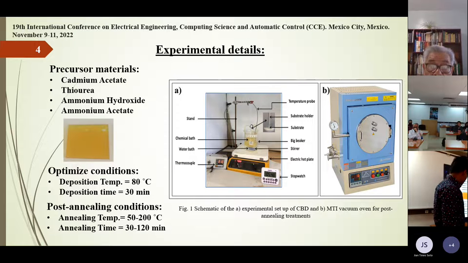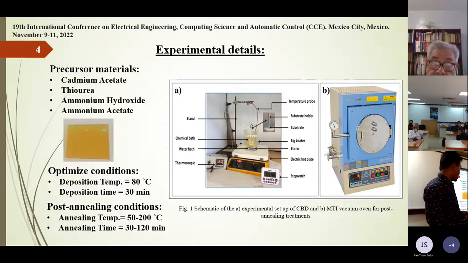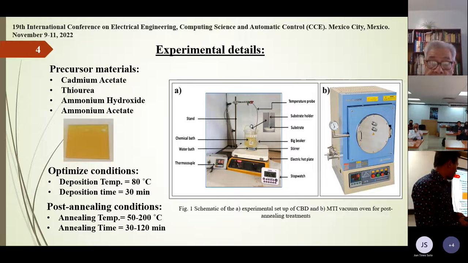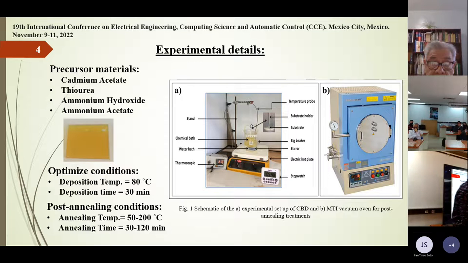We optimized the base conditions for the chemical bath deposition method at a temperature of 80 degrees Celsius and a time of 30 minutes. After that, we annealed the samples at different temperatures from 50 to 200 degrees Celsius and annealing times of 30 to 120 minutes in the MTI vacuum oven, which you can see on the right side.